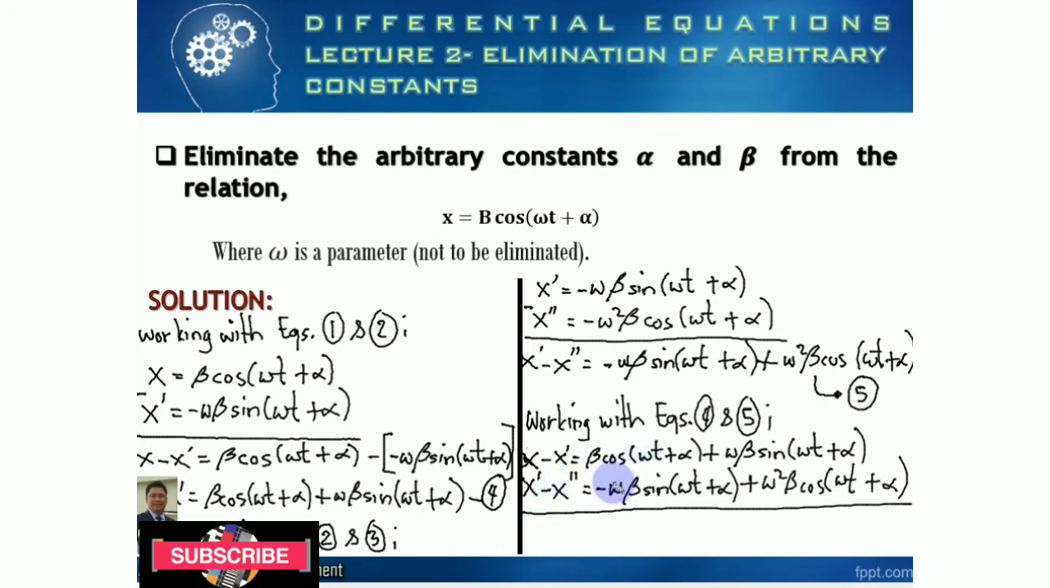So if you are going to sum up equations 4 and 5, x plus x prime, negative x prime plus x prime is just 0, so there will remain only x minus x double prime. As you can observe here, we have common terms, this negative omega beta sine of omega t plus alpha, and this one. So this will just cancel out.